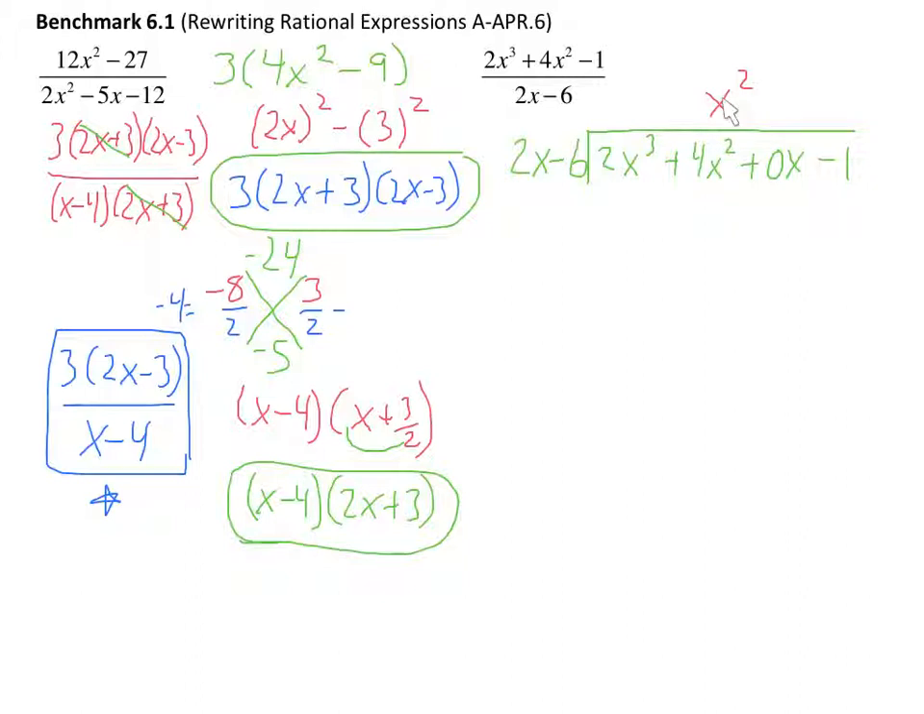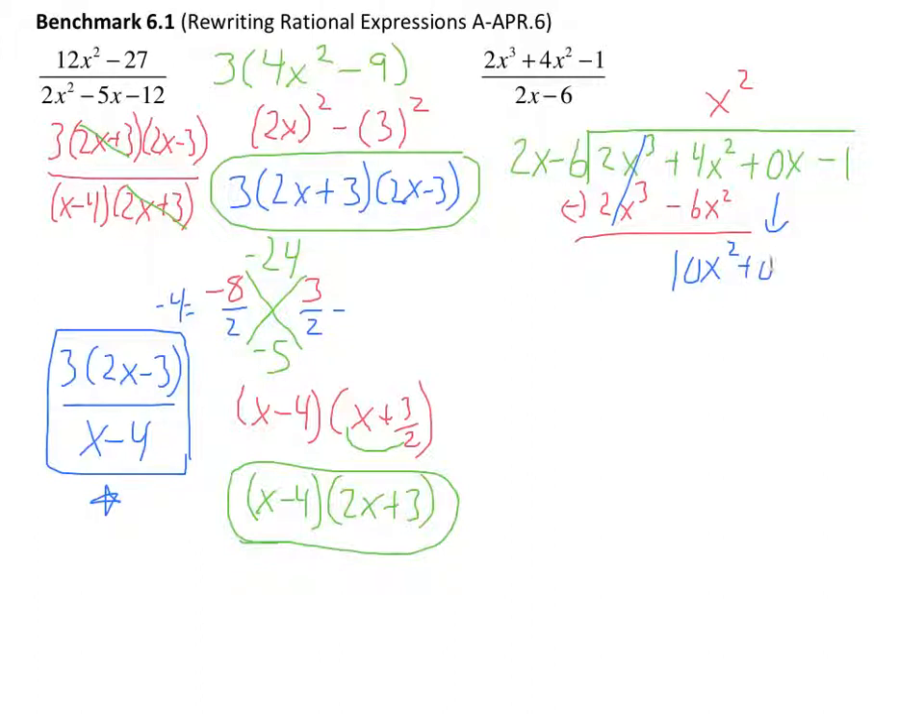So x squared times this, x squared times that, we're going to put it right underneath these. So that would be 2x cubed and a negative 6x squared, and we are going to subtract down. What you notice is that cancels. Be careful right here when you subtract down. Be careful. That's 4 minus negative 6. That is a positive 10x squared. It's so easy to mess that up.